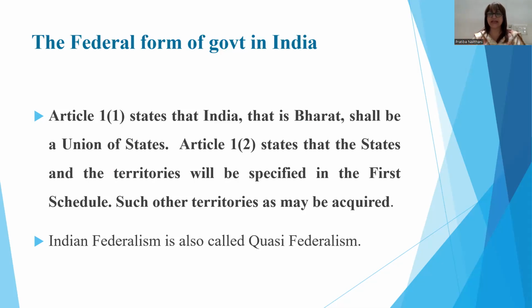Article 1, Clause 2 states that the states and territories will be specified in the First Schedule, along with such other territories as may be acquired. That means the territory of the federating states is described in Schedule 1. So the opening statement is that India, that is Bharat, shall be a union of states. And that's the reason why I said that India is also called quasi-federal.